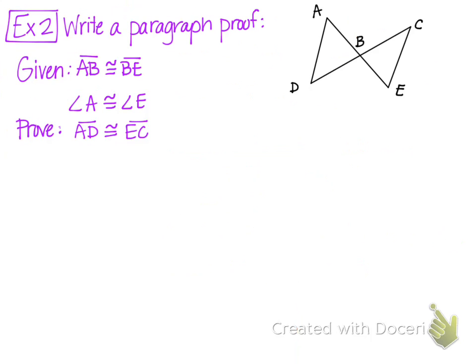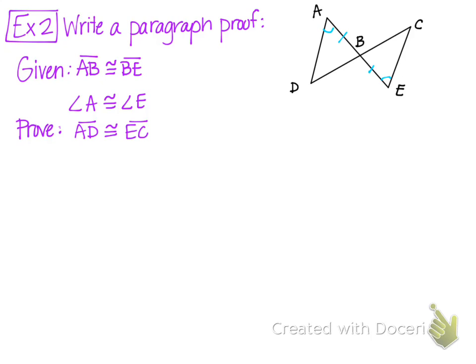Okay, let's take a look at example 2. This one says we're going to write a paragraph proof. So, the first thing we want to do is take our given and put it on our picture and see what sense we can make out of it. So, we know that AB is congruent to BE. So, we'll mark those congruent. And we also know that angle A is congruent to angle E.